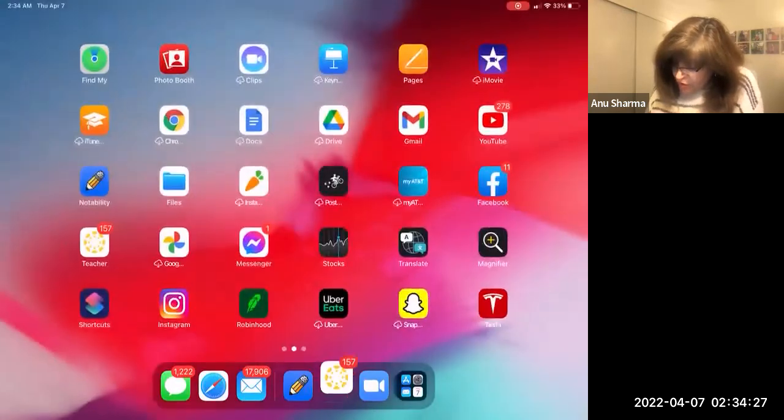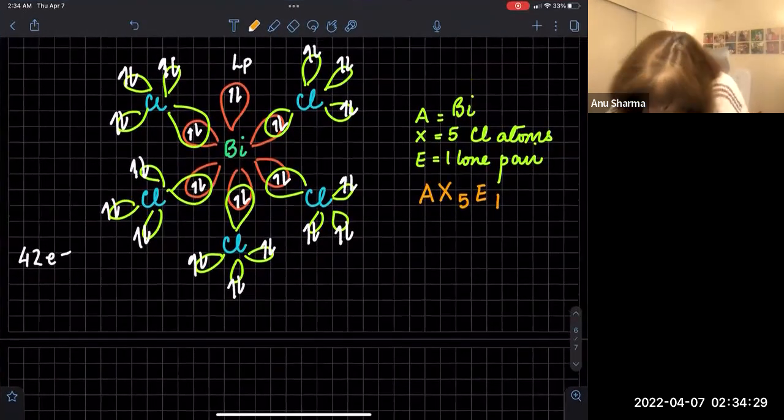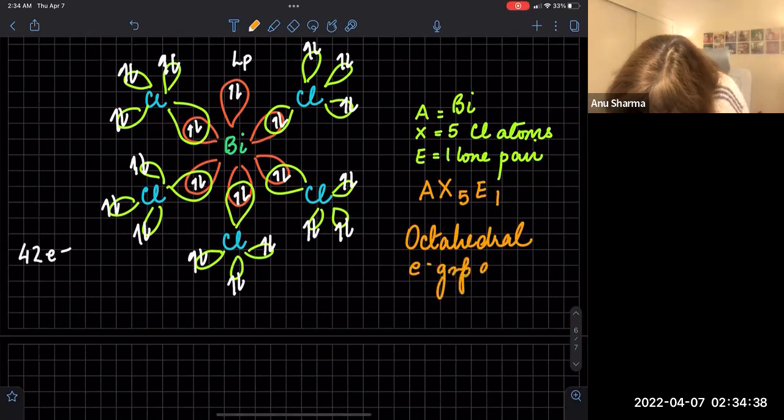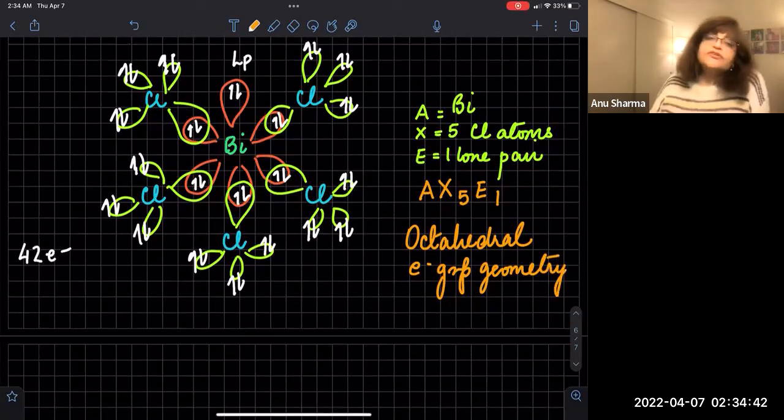So we will keep with the octahedral shape, because that is the electron group geometry. That's what we use. So always refer to the table for the shapes, right?